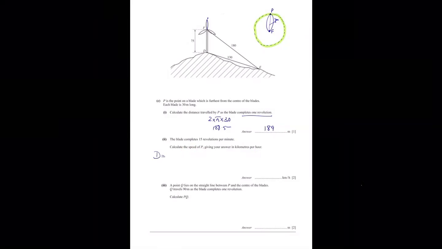Okay. In one revolution, it has covered 189 meter and it has gone for 15 revolutions. So this is the total distance covered in 15 revolutions, right? This is 2835 meter. Now all of this distance was covered in 1 minute. So speed is distance upon time. We have covered 2835 meter in 1 minute.